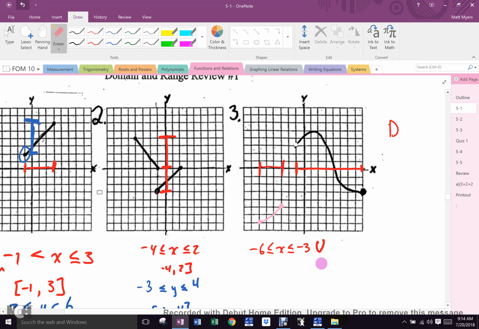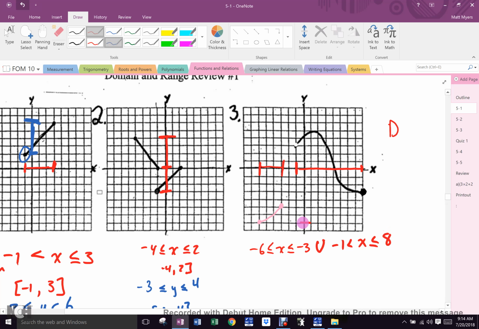Wait, you said there's two separate groups of this. Yes. So it was -1 less than x less than or equal to 8. Good? Yeah? Now, let's do range.